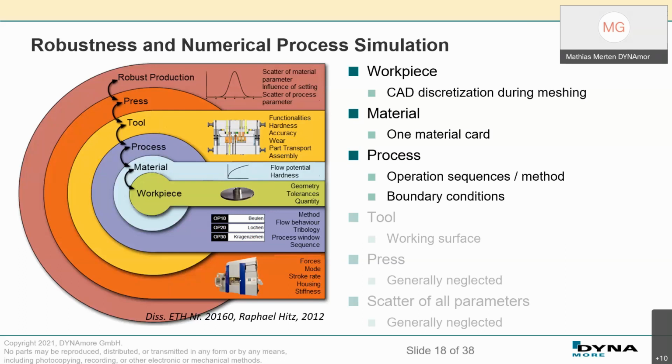And this has, of course, to be taken into account in your simulation, which I meant here with the boundary conditions. The tool usually is described by its active working surface. So we usually assume it to be a stiff part. If the working surface is stiff and does not know any deflection, we do not take into account the press.